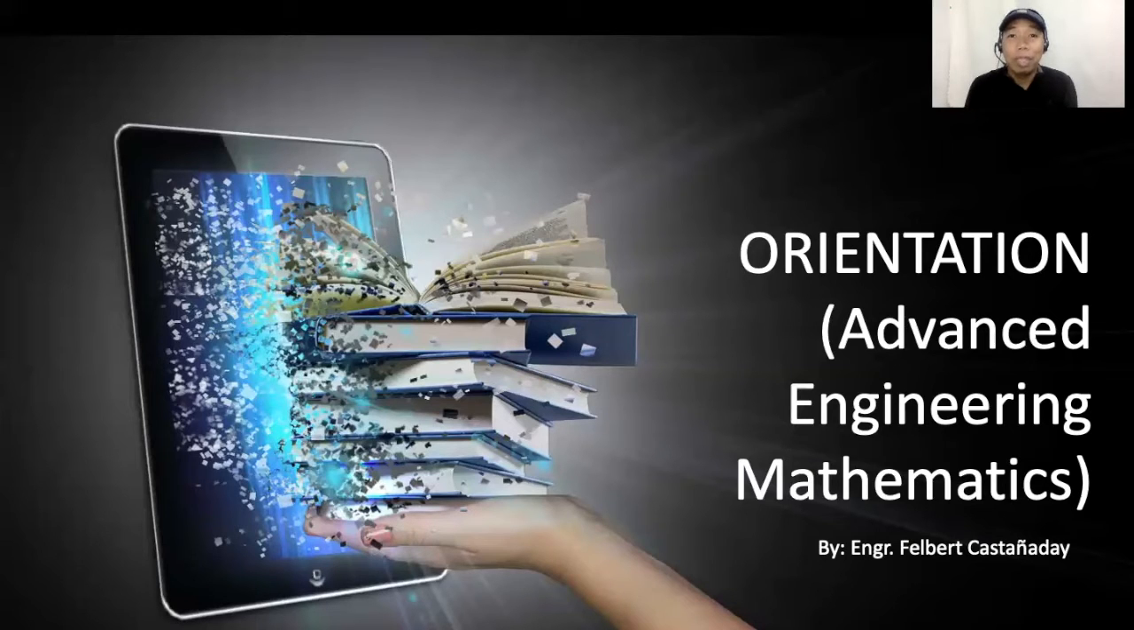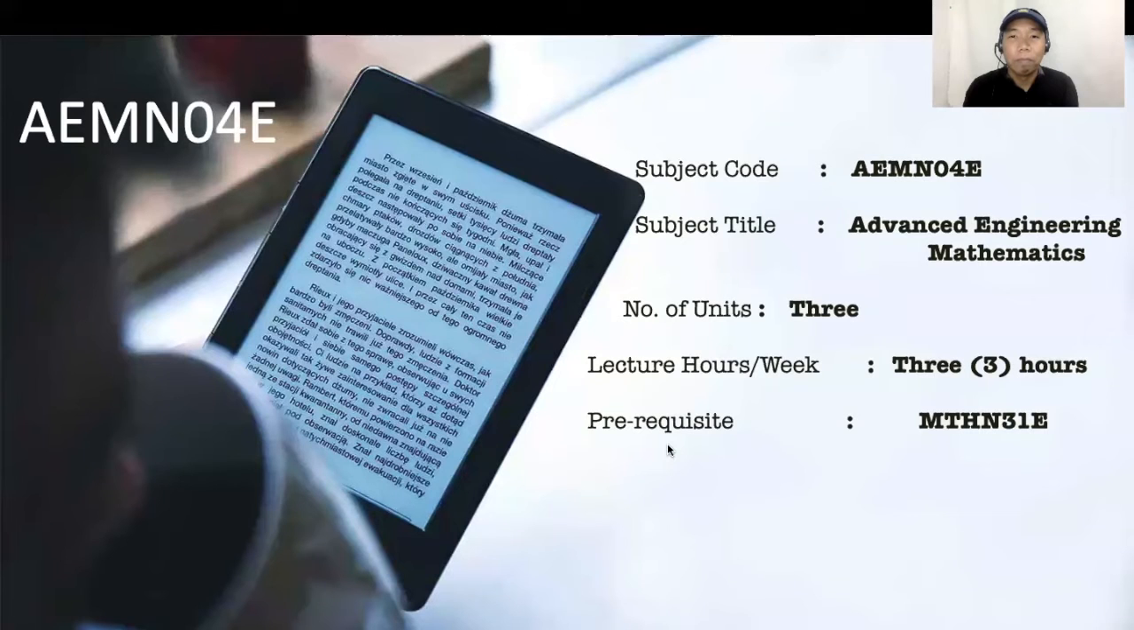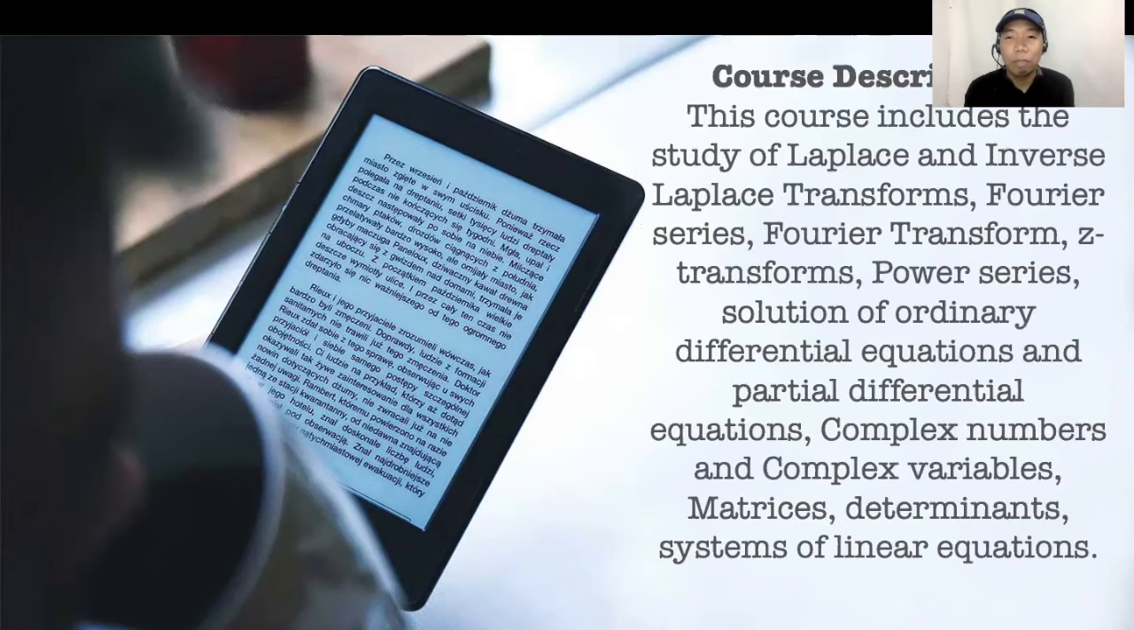Today, I'm going to discuss the class policies on synchronous sessions and give you a brief background of the topics that you will be learning in this subject. So advanced engineering mathematics is a 3-unit subject, and the prerequisite is differential equations. Take note that you can take this subject as long as you have taken and passed differential equations.